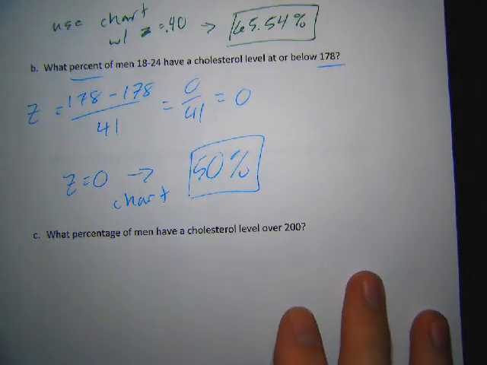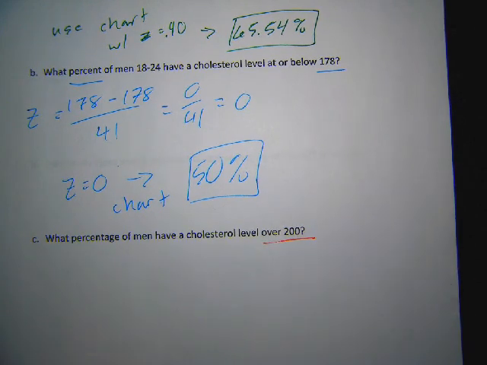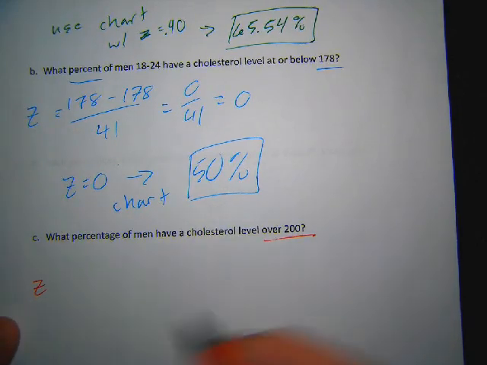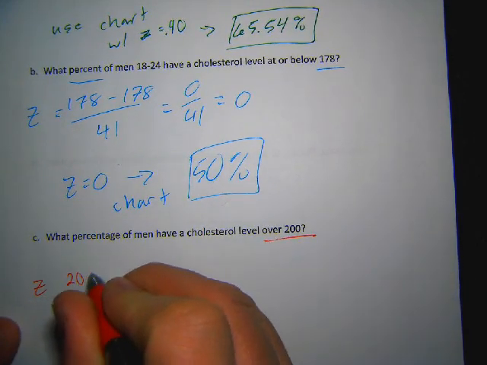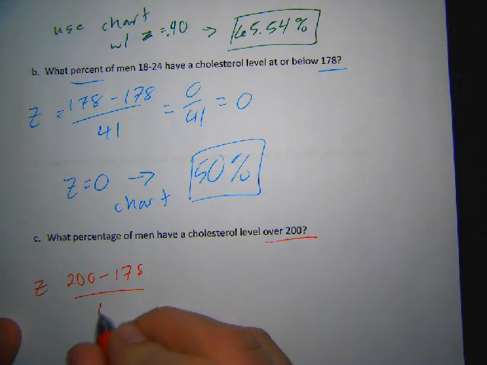The last one. This one's a little tricky because this one says over 200. You gotta be careful here because we don't want the percent below now. We don't want the percentile. We actually want the percentage above. So we'll be careful about that. We'll get to that. First off, let's find his value. So find the z-score. We're going to take that 200. Again, we're going to subtract the mean, which is 178. We're going to divide by standard deviation, which is 41. Now that gives us our z-score.